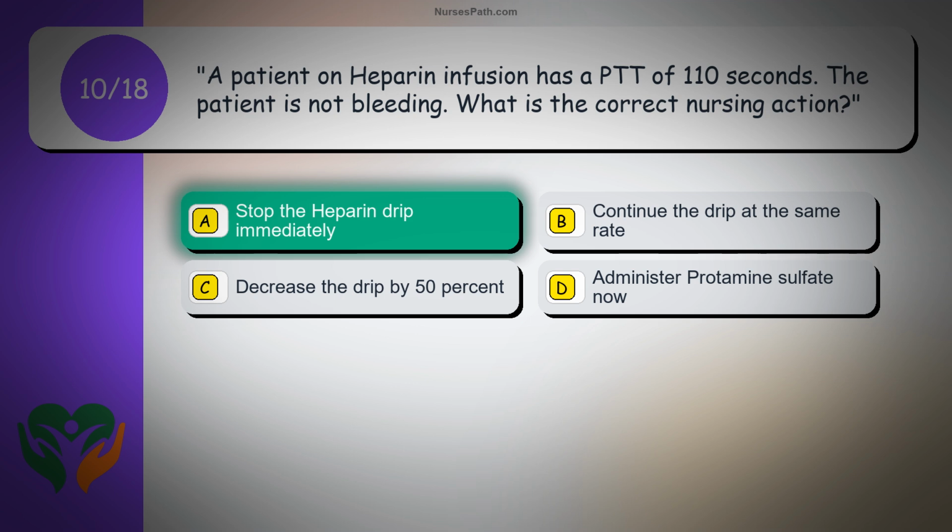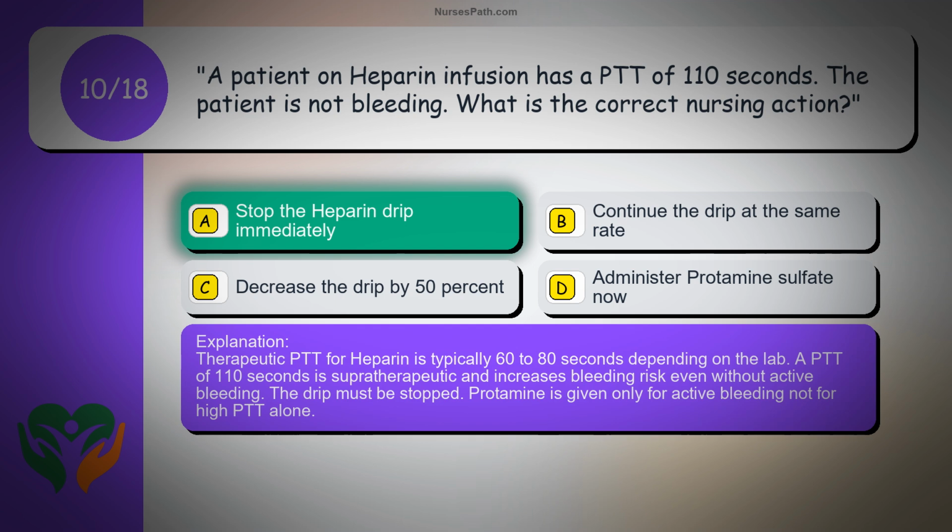The correct answer is option A, stop the heparin drip immediately. Therapeutic PTT for heparin is typically 60 to 80 seconds depending on the lab. A PTT of 110 seconds is supertherapeutic and increases bleeding risk even without active bleeding. The drip must be stopped. Protamine is given only for active bleeding, not for high PTT alone.